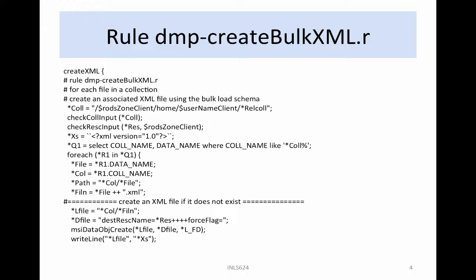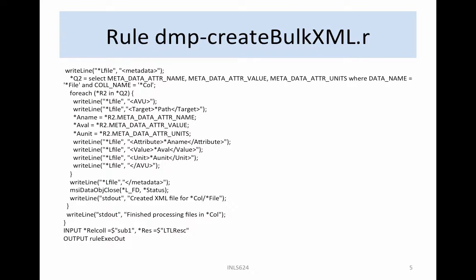A query is constructed to find all of the sub-collections and files in the home collection. A loop is then done over the files. For each file, the name for an associated XML file is created by appending .xml to the file name. The XML file is created in the same directory as the original file. A query is constructed to retrieve all of the descriptive metadata attributes for the file. The metadata attributes are written to the XML file using the format specified by the schema. The file is closed and the next file in the sub-collection is processed.